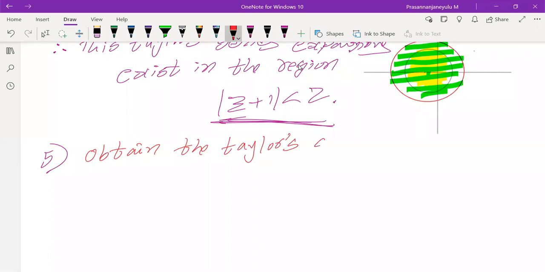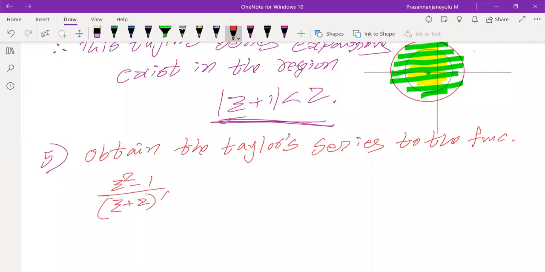Obtain the Taylor's series for the function z square minus 1 by z plus 2 into z plus 3 in the region. Is it provided about z equals to 0 or z equals to 1 or z equals to 2? Anything here they mention? Yes or no? They didn't mention any point. So in that case, what do we have to do?